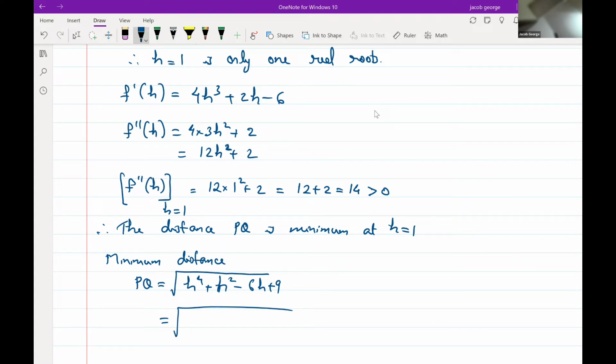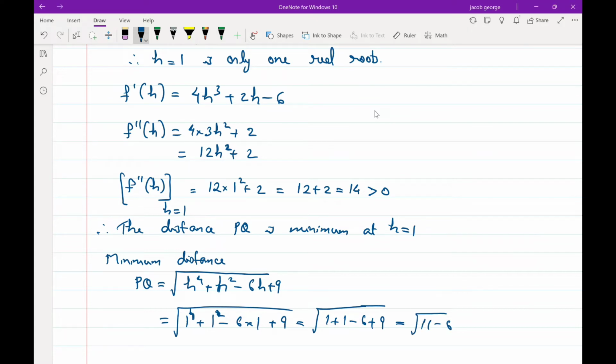Please calculate. 1 raised to 4 plus 1 square minus 6 into 1 plus 9. What is this answer? 1 raised to 4 is 1. So 1 plus 1 minus 6 plus 9. Positive numbers when we add: 1 plus 1 is 2, 2 plus 9 is 11. 11 minus 6 is 5, so root 5 units. Therefore the minimum distance is root 5 units.